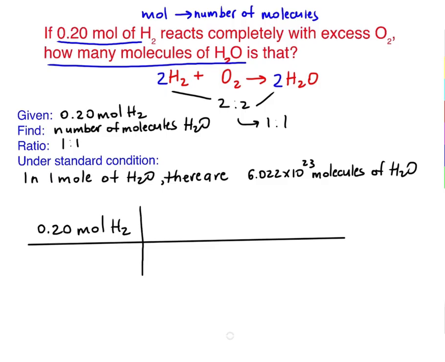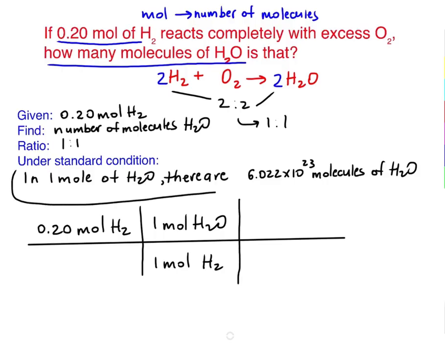And then the next, you need to write the ratio. Again, the order doesn't matter. It's more for simplicity. So 1 mole of H2O per 1 mole of H2, or 2 moles of H2O per 2 moles of H2. And make sure you write H2 on the bottom because that needs to cancel.